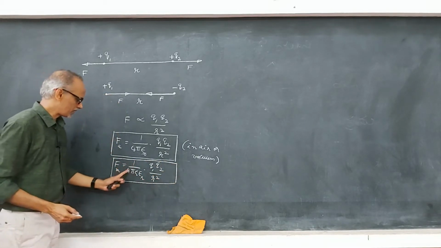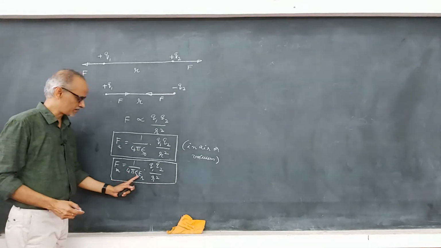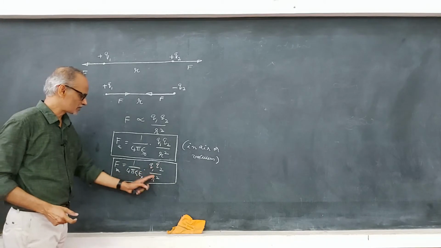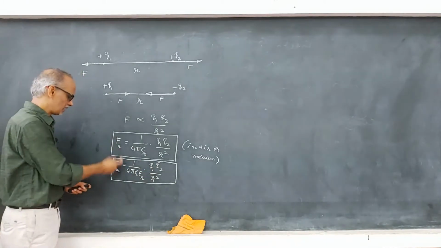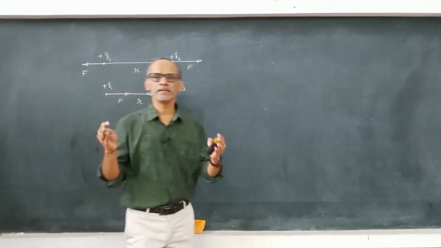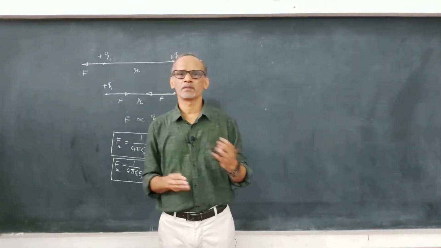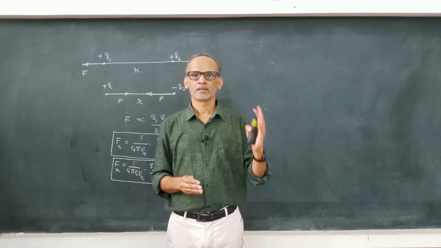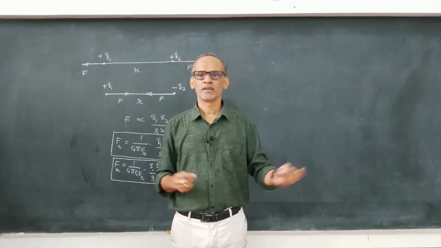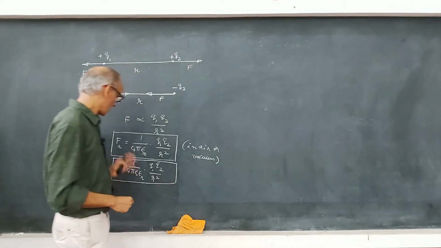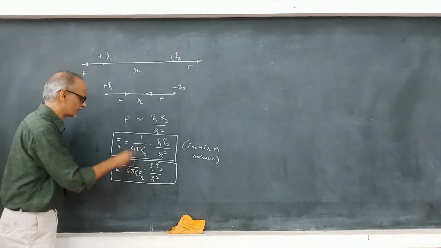That is 1 by 4 pi epsilon naught, one more term comes, epsilon r, that is related to the medium, and then Q1 Q2 by R square. Or in simple terms, electrostatic force depends on the medium between the two charges, whereas gravitational force is independent of the medium. Gravitational force does not depend on the medium, whereas electrostatic force depends on the medium between the two charges. Okay, let us learn more about this entire constant now.